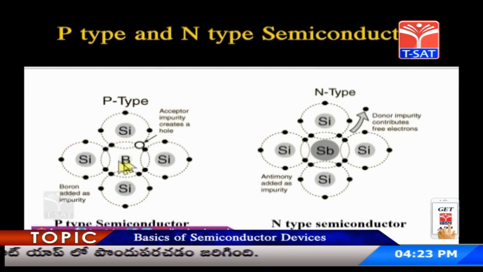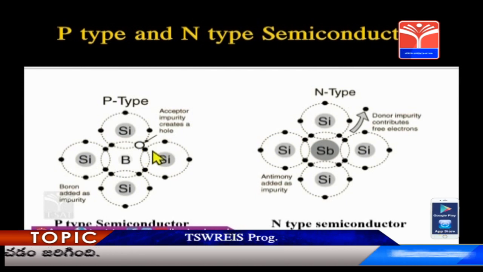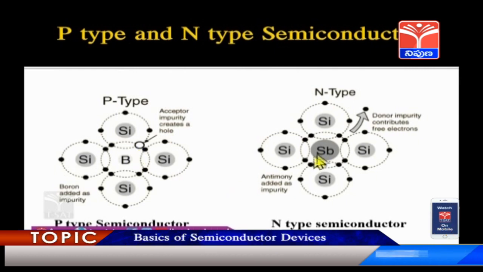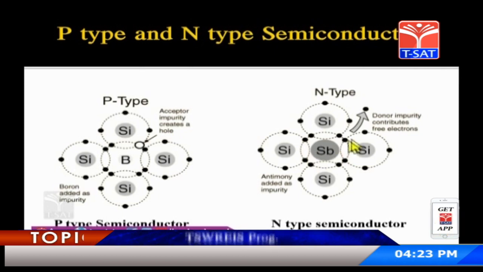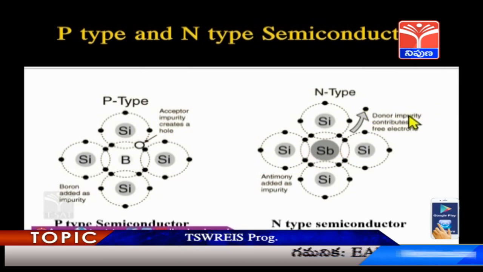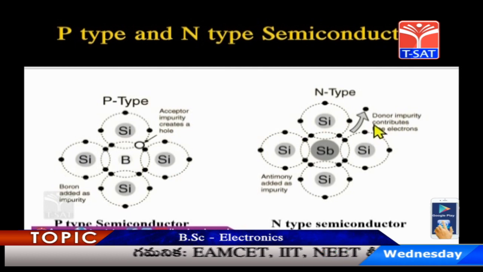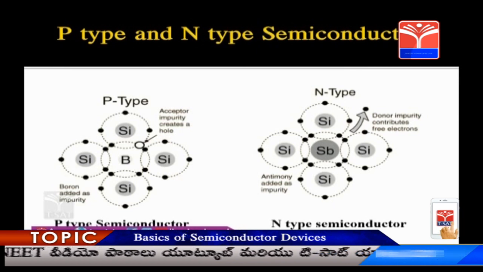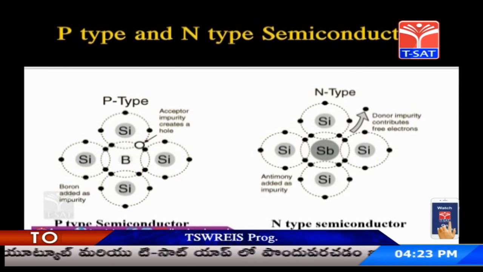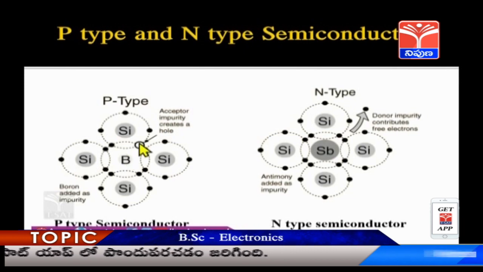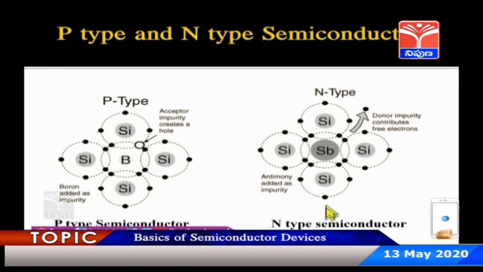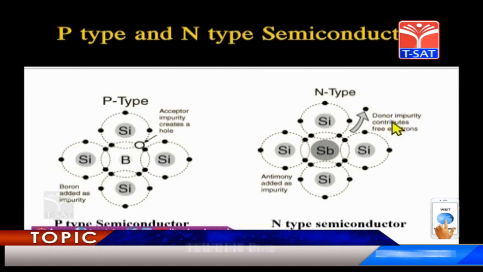And as this hole is accepting an electron, we say that the hole is of positive charge, so that is why it is a p-type semiconductor. And this antimony is donating an electron, so that is why it is called a donor impurity, and the electron has a negative charge, that is why it is called an n-type semiconductor. So in p-type semiconductors we have holes as majority carriers, and in n-type semiconductors we have electrons as majority carriers.